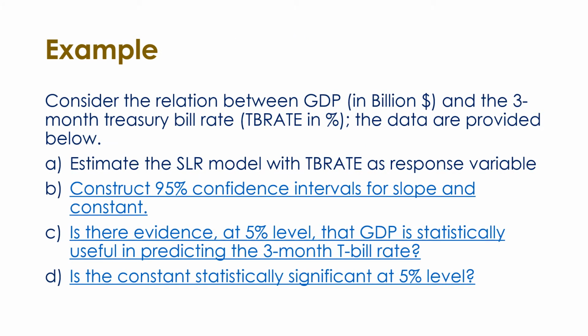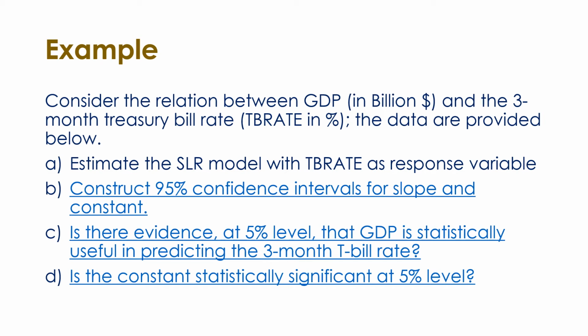This is the example we are looking at. Consider the relationship between the GDP in $1 billion and the 3-month treasury bill rate, TB rate, which is given in percentage. We will show you the data below. Number one, estimate the simple linear regression model with TB rate as the response variable. Then construct the 95% confidence interval for the slope, and then answer the question whether there is any evidence that the GDP is statistically useful in predicting the 3-month treasury bill rate, and also if the constant is statistically useful.